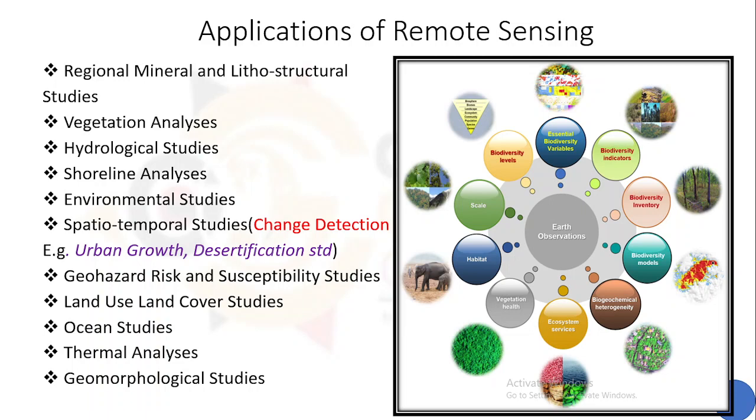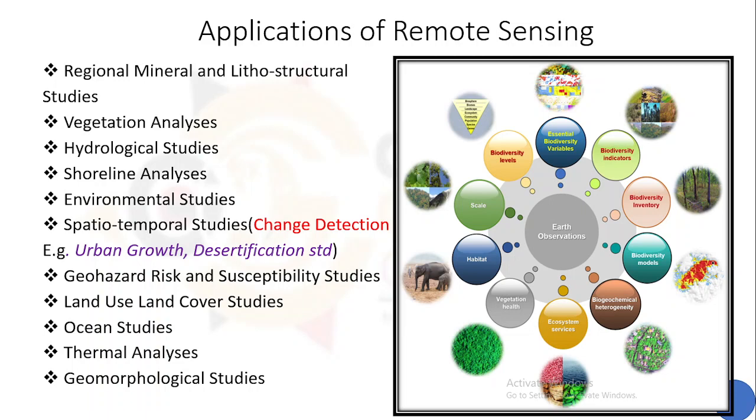Then geomorphological studies. Geomorphology, we are looking at the changes in our landscape with respect to time. Our landscapes have evolved through time. There are various agents that aid in the changes of the geomorphology of our landscapes. So remote sensing can be used in order to scale out the effect or to identify the component that is controlling these geomorphological changes.